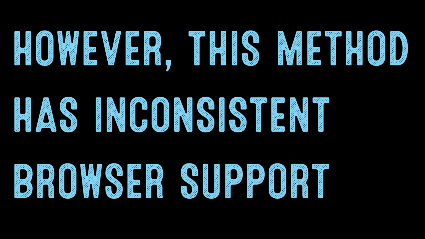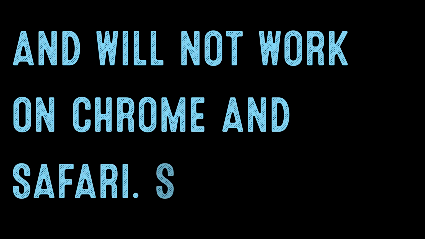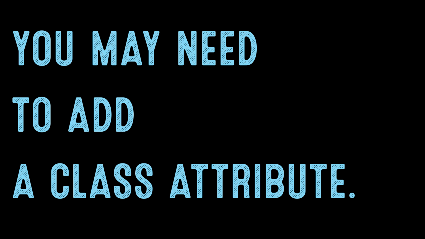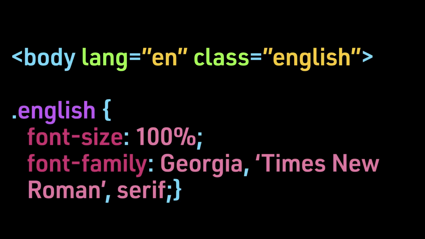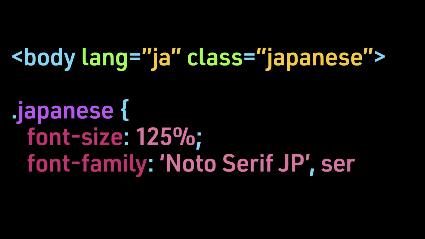However, this method has inconsistent browser support and will not work on Chrome and Safari. So instead, you may need to add a class attribute. Body lang equals "en", class equals "English", dot English, font-size 100%, font-family Georgia, Times New Roman, serif. Body lang equals "ja" in quotation marks, class "Japanese" in quotation marks, dot Japanese, font-size 125%, font-family Noto Serif JP, serif.